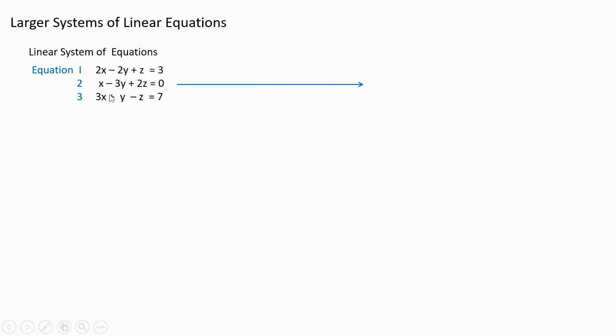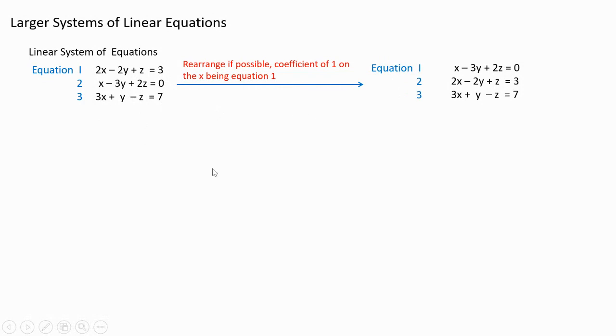So to start off, it's always wise to have one of the isolated variables, especially the x, on equation 1. And there's a reason for that, which I'm going to explain to you later. So you can always start that at the beginning. Rearrange if possible, with a coefficient of 1 on the x in equation 1. So I can switch equation 1 and equation 2. I just switched those two. Now, so here we go. So this is the plan. What's the plan, right? This is the plan.